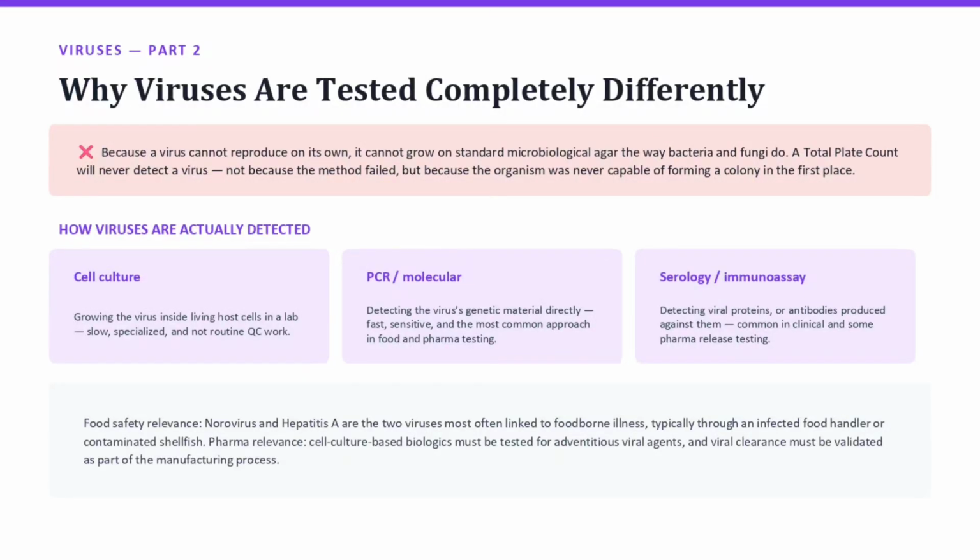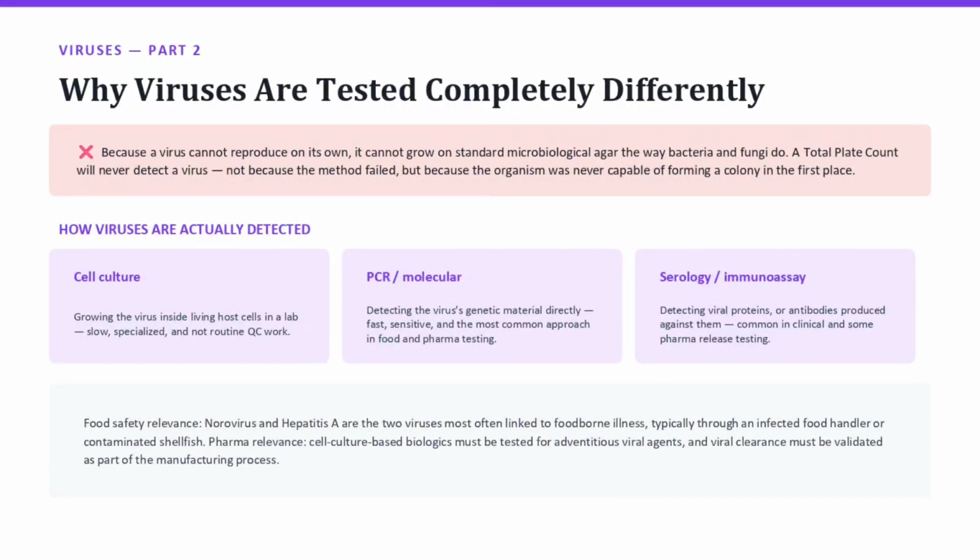And serology, or immunoassay, which detects viral proteins, or the antibodies produced against them. This shows up more in clinical settings and in some pharma release testing. Where does this actually matter in practice? In food safety, norovirus and hepatitis A are the 2 viruses most often linked to foodborne illness, typically traced back to an infected food handler or contaminated shellfish.